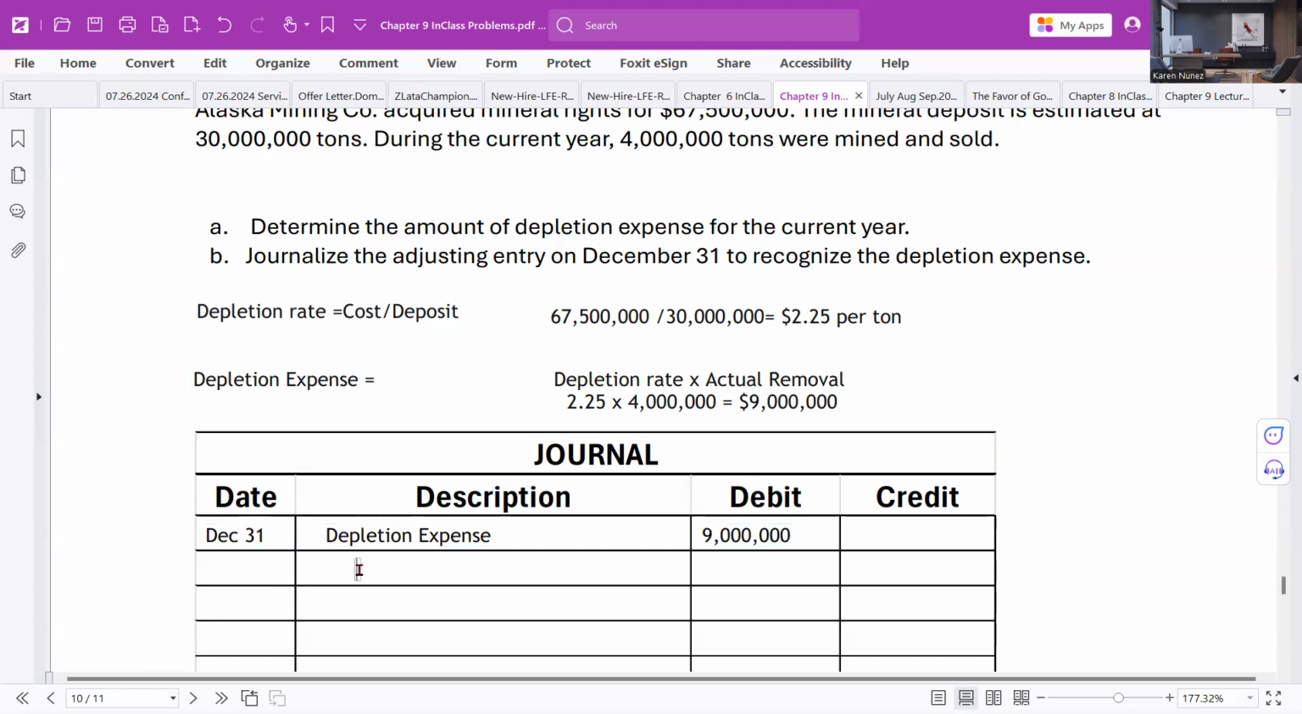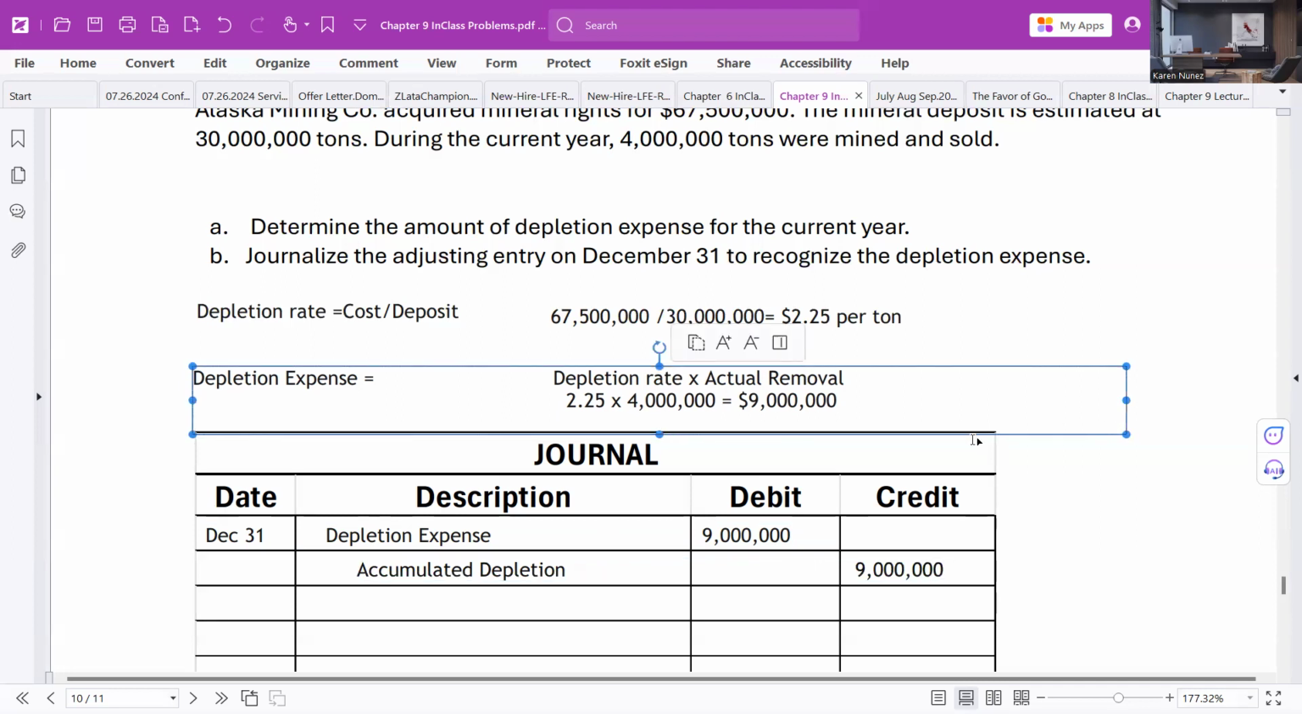And the credit is to that contra account we call accumulated depletion, which is going to be credited for $9 million. $9 million of accumulated depletion.